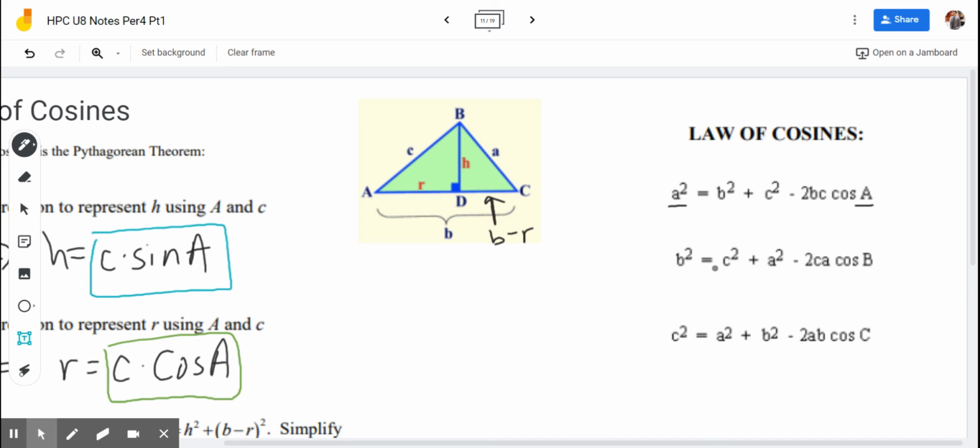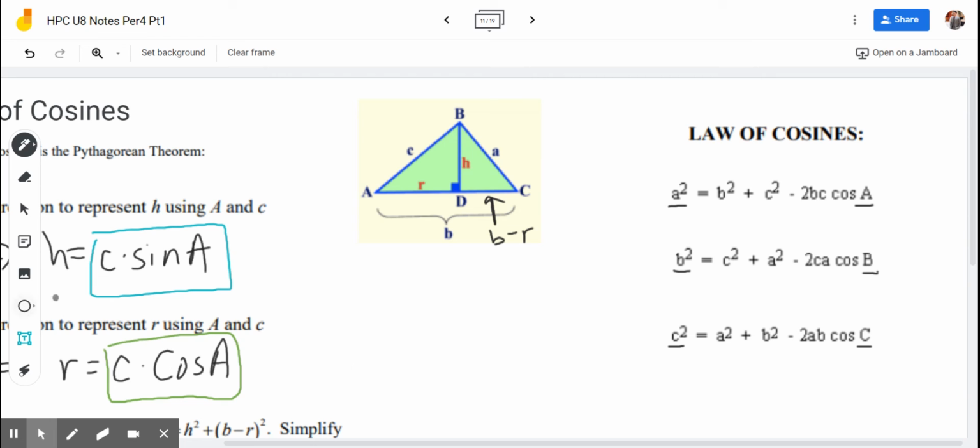If you were solving for side B or angle B, you would have the b's on opposite sides of the law of cosines. And then you would fill in the other blanks with c squared plus a squared here. And then here we would have our c squared and cosine of c on opposite sides.